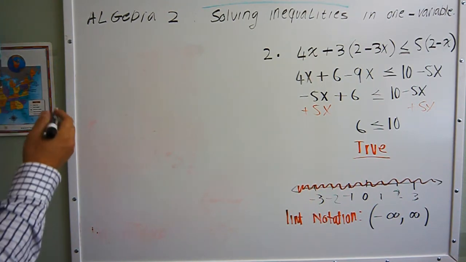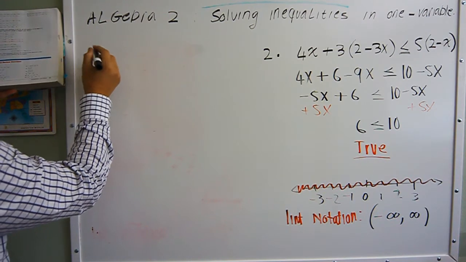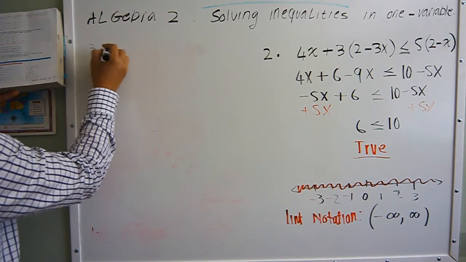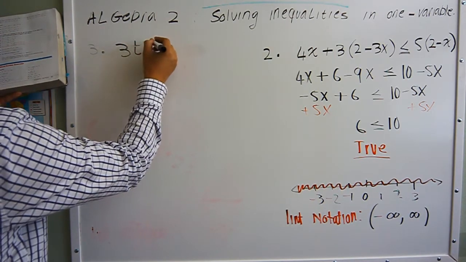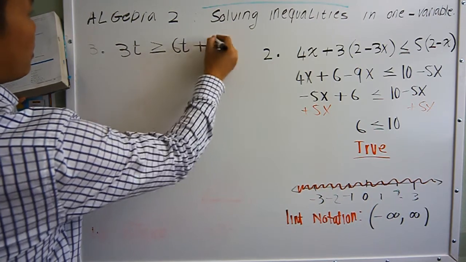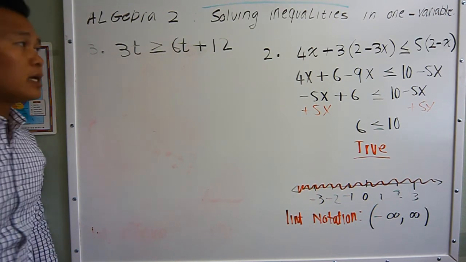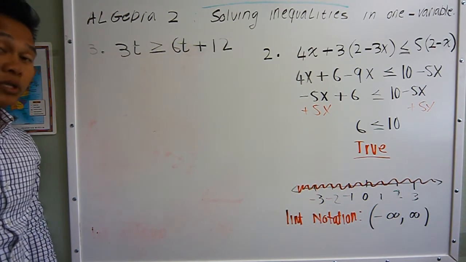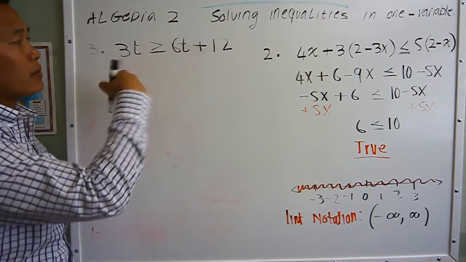Okay, so another good problem is perhaps number 12. Okay, so we'll call it number 3 here, which is 3t is bigger than or equal to 6t plus 12. Alright, so again, we want to solve for t, graph the solution, and then we'll also want to state the solution using interval notation. Alright, so isolate the variable.